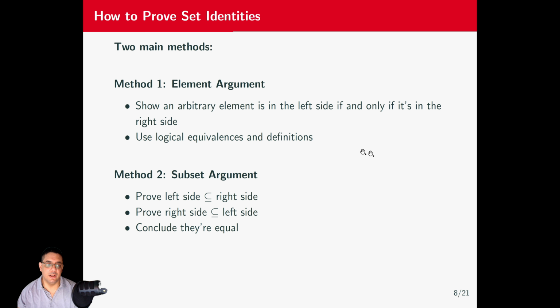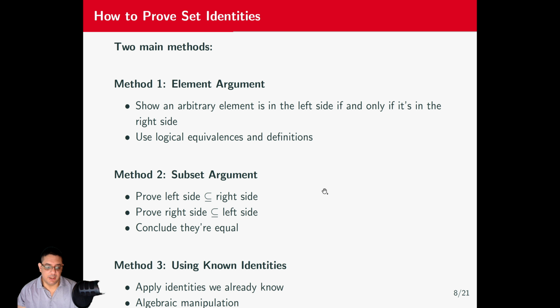Okay? You can argue that method one can be converted into method two, but with method one you're going with an if and only if relationship, so you're proving both directions at the same time. Now, there's of course a method number three, which is using identities. You apply identities that we already know, and you do algebraic manipulation to get to what you want.